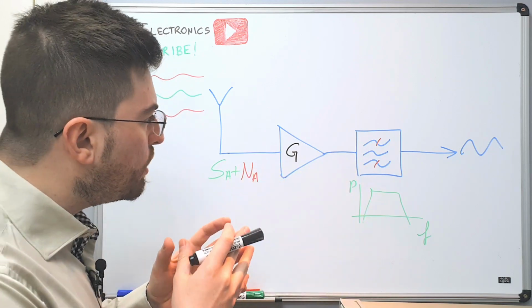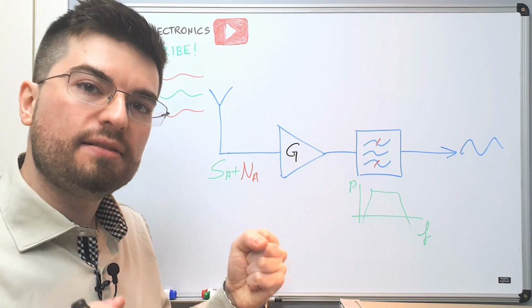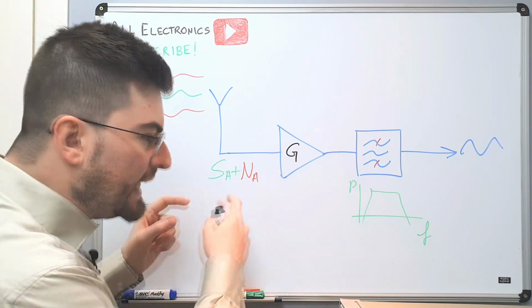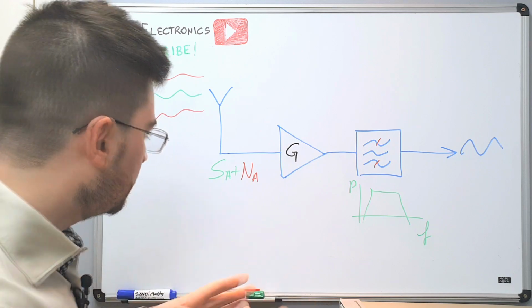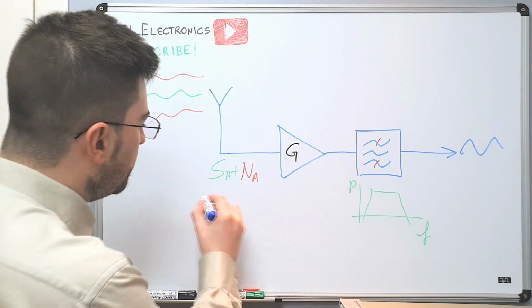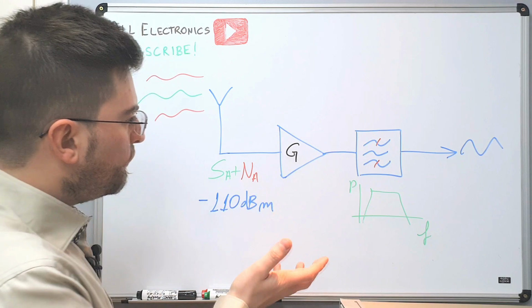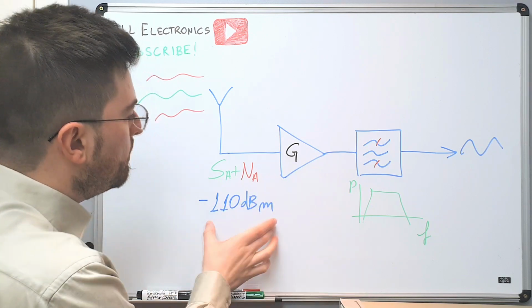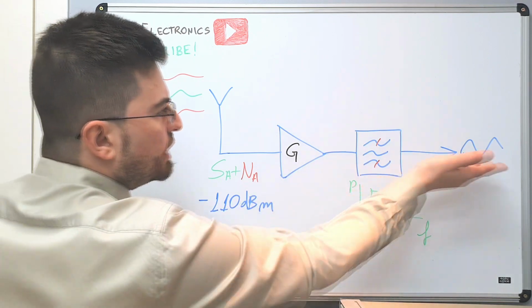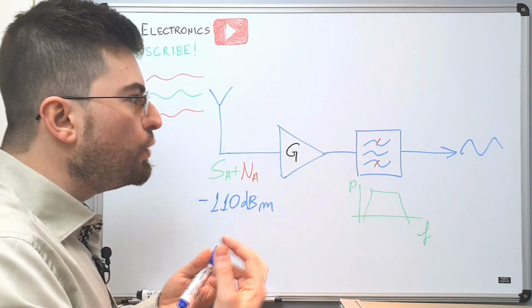Let's first think about the problem of amplifying a signal. The signal received by the antenna is very low in power. Let's say it is negative 110 dBm. And of course we placed the amplifier here to amplify the signal, so the next sections of the receiver can use the signal with a higher signal level.